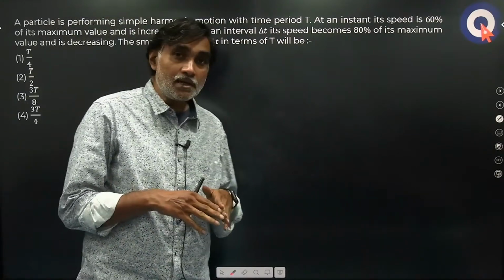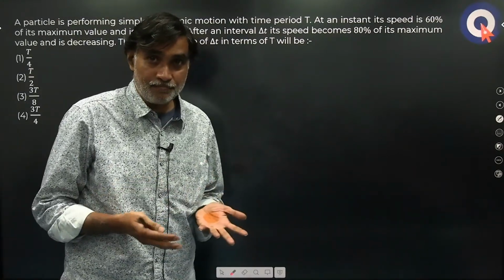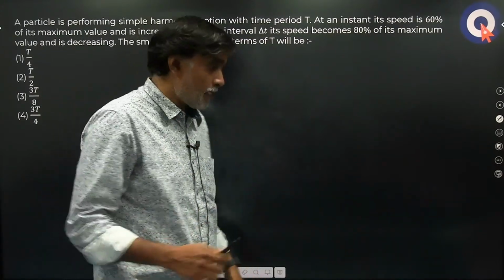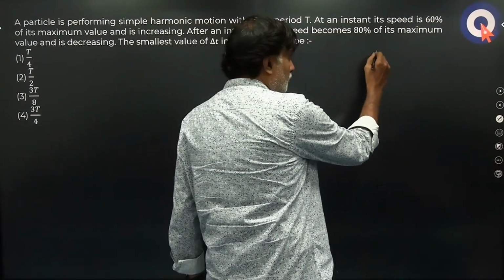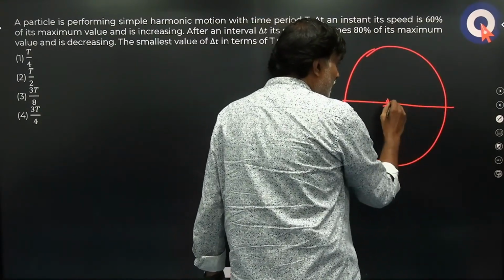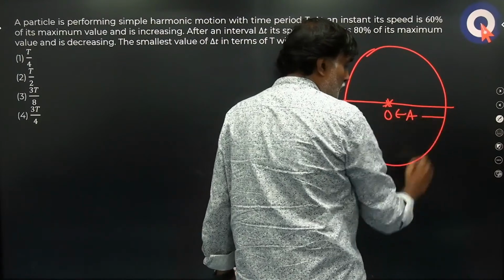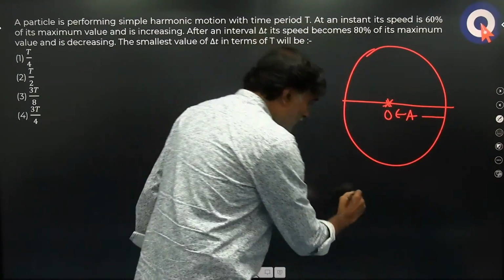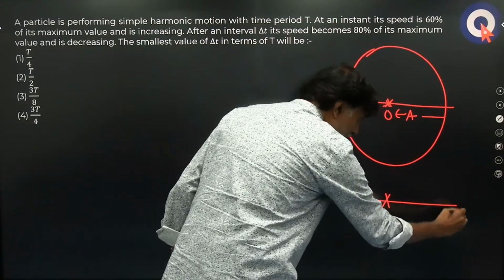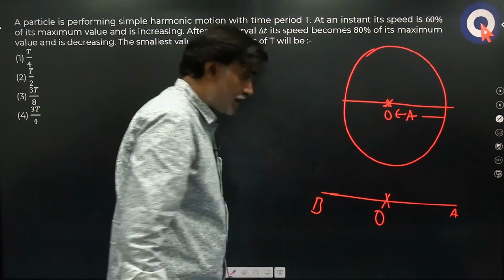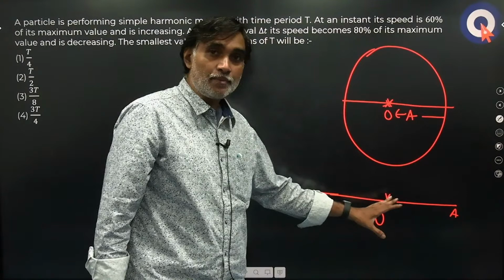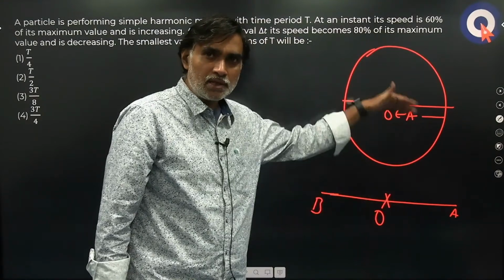Now, we can represent the linear SHM on a circle. Okay. Linear SHM on a circle whose radius is the amplitude. Okay. So, if a particle is executing SHM, this will be the mean position, this is the right extreme position, and this is the left extreme position. I can represent the position of the particle and the velocity of the particle both on this circle. Okay.